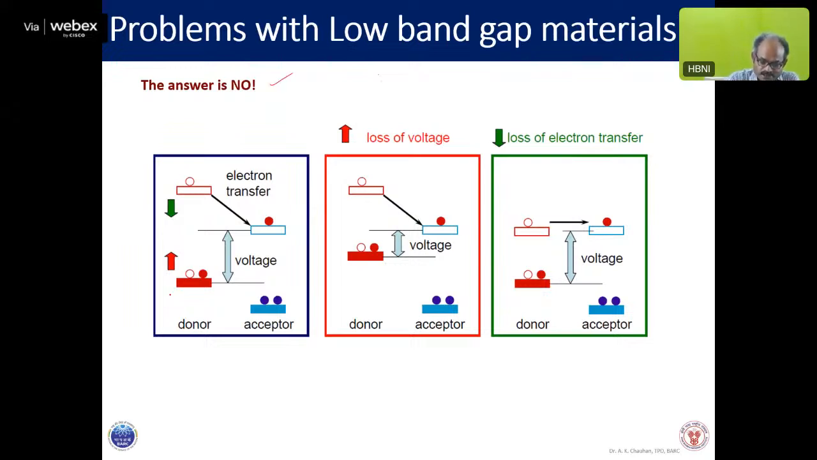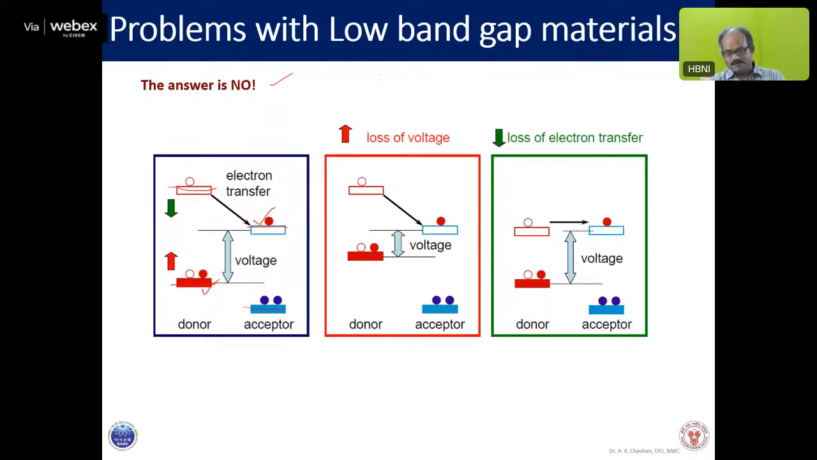How? This is the energy levels of the donor, and these are the energy levels of the acceptor. Typically, the voltage which is generated in a solar cell is the difference of this level to this level. So it is the LUMO of the acceptor to the HOMO of the donor. This is also an estimated value.